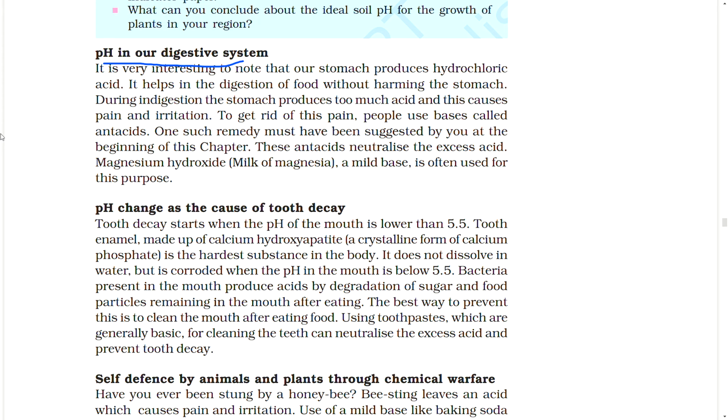One such remedy must have been suggested by you at the beginning of this chapter. These antacids neutralize the excess acid. Magnesium hydroxide, milk of magnesia, a mild base, is often used for this purpose.